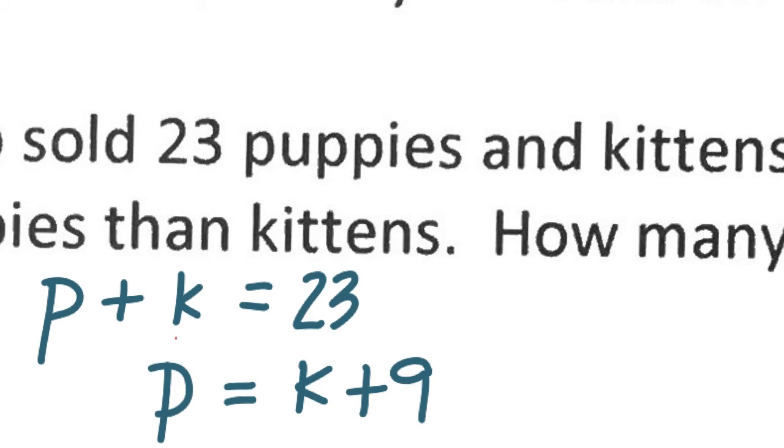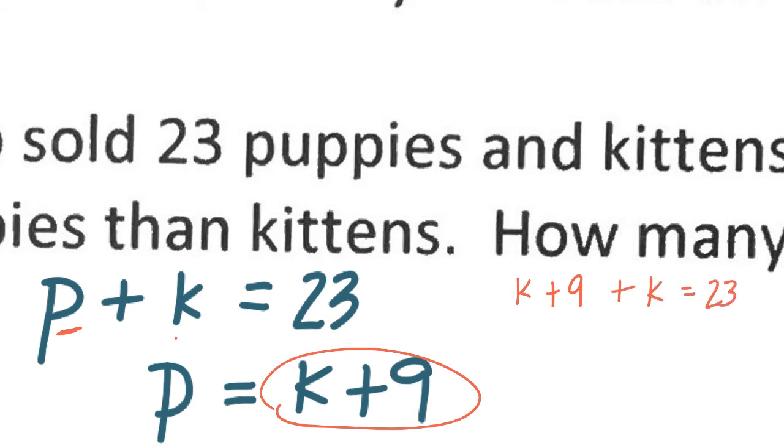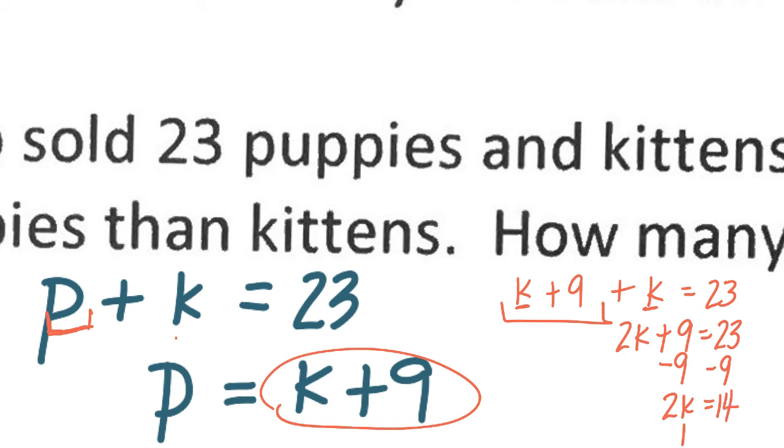Remember, I can replace the k, just kidding, not the k, I could replace the p with what p is equal to. So k plus 9 plus k is equal to 23. That k plus 9 is this p right here. Add like terms. k plus k is 2k plus 9 equals 23. When I subtract 9 from each side, I have 2k is equal to 14. So 2 times what gives me 14? That would be 7. So we know there are 7 kittens, because that's what we solved for.